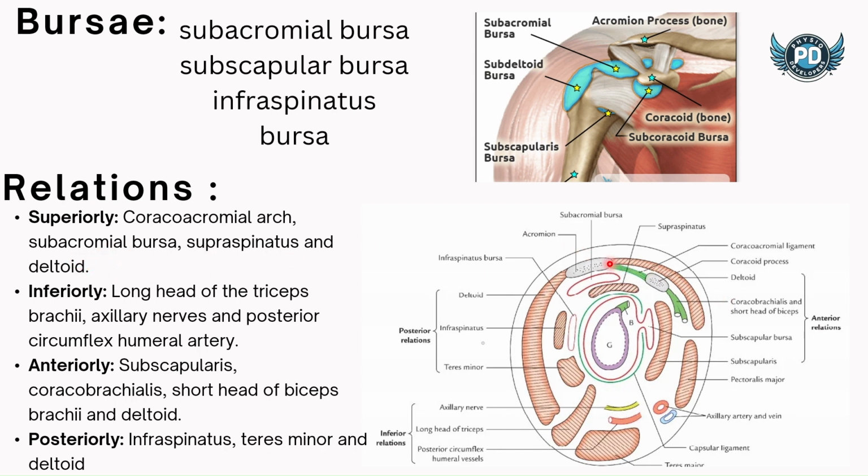Subacromial bursae. Beneath the acromion process, there is a subacromial bursa, and supraspinatus and deltoid muscle. This is the supraspinatus. This is the deltoid muscle. These are the four structures present superior to the shoulder joint.